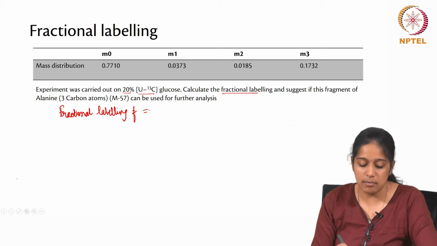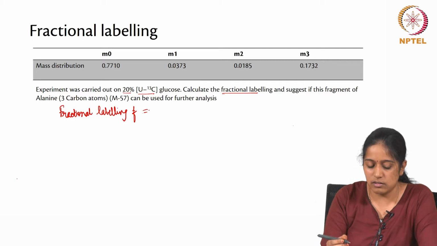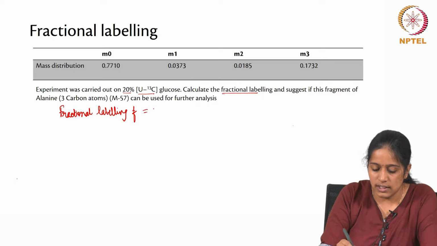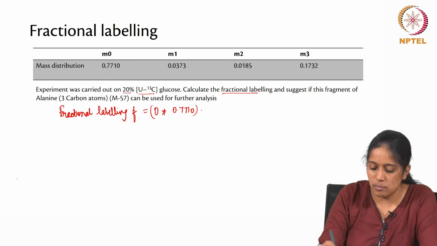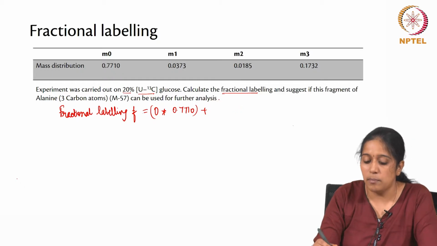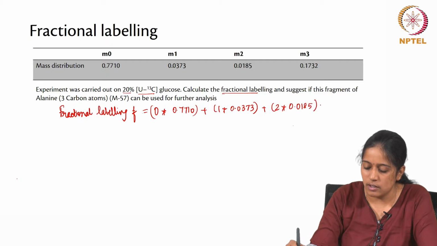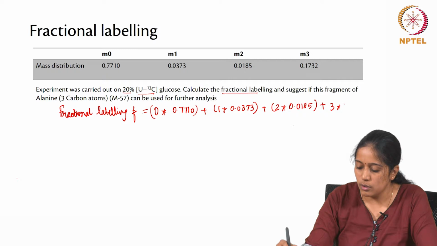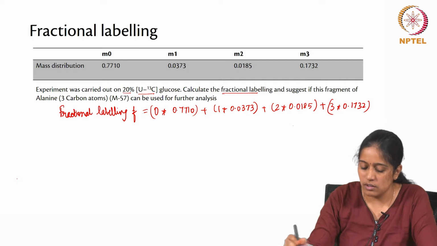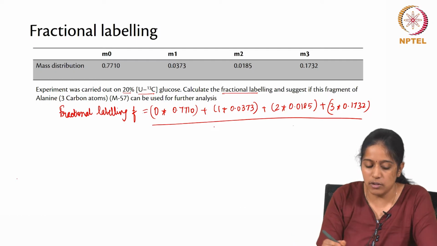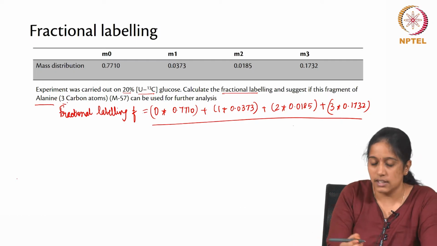So, if I call fractional labeling as small f, then with the formula earlier shown, it is nothing but 0 into 0.7710 plus 1 into 0.0373 plus 2 into 0.0185 plus 3 into 0.1732, divided by the number of carbon atoms, that is, alanine has 3 carbon atoms.